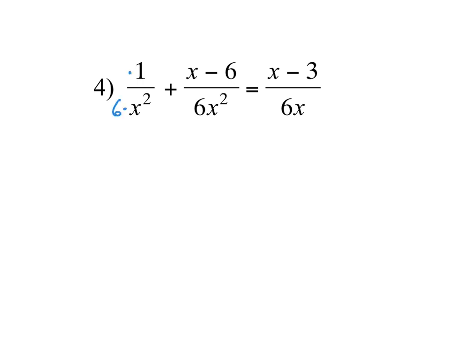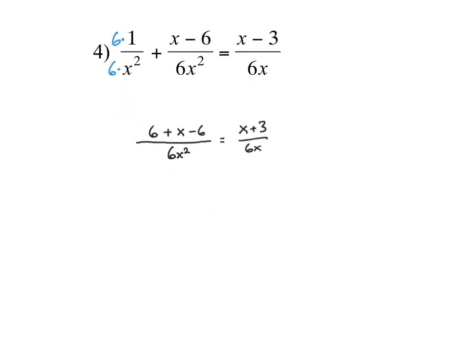Here we go. Let's get a common denominator so I can get a solo fraction on the left, a solo fraction on the right. So that's going to give me 6 plus the group x minus 6 over 6x squared equals x plus 3 over 6x. All right, so let's reduce. Oh, a positive 6 and a negative 6. I like that. X over 6x squared is equal to x plus 3 over 6x.